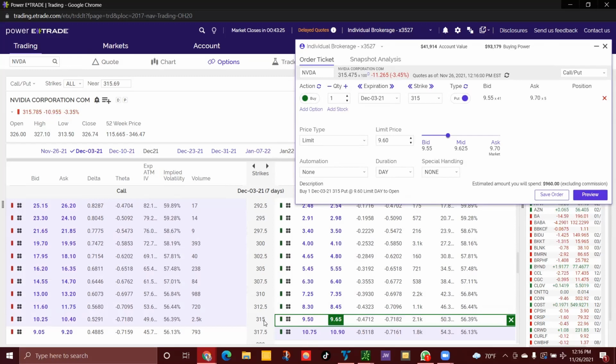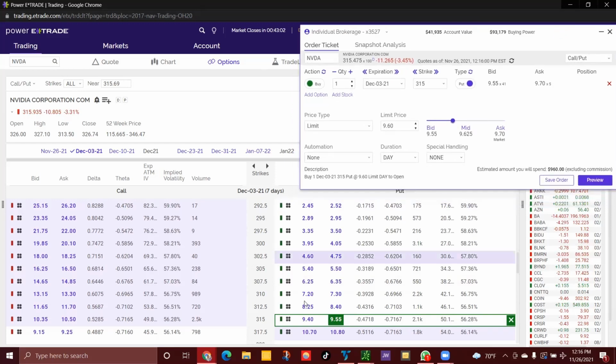So what I do is I subtract $9 or $10. In this case, I'll just say $10, rounded up. $10 from 315, which brings me down to 305. That means come next Friday, if NVIDIA is not at 305 or lower, I lose all of my money. That's the quick math you can always do with your contract. You take your strike and subtract your contract price from it. So $10 subtracted from 315 is 305.